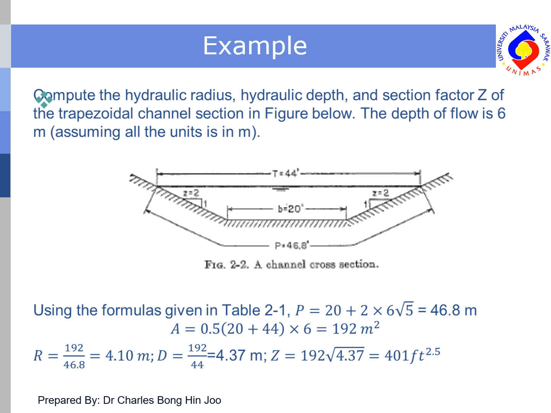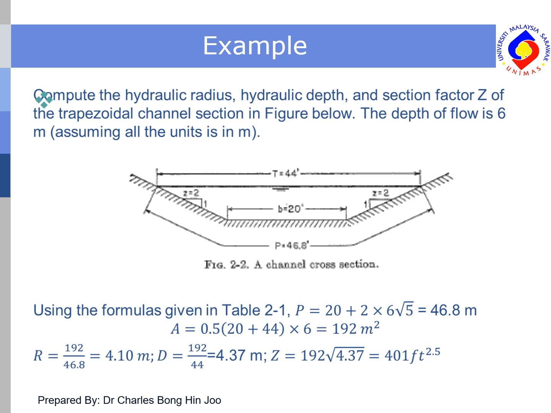Using the formula from the previous Table 2.1, the wetted perimeter, P, is defined as the bottom width plus the slanting line for the side walls. In other words, P equals 20 plus, because we have two side walls, 2 multiplied by 6 square root of 5, since the given slope for the side wall is 1 to 2. That will give you the wetted perimeter as 46.8 meters.